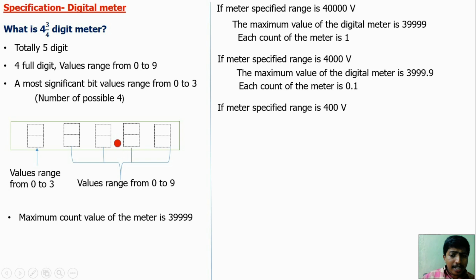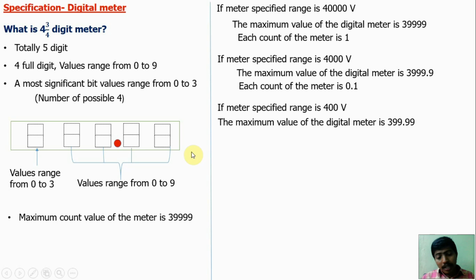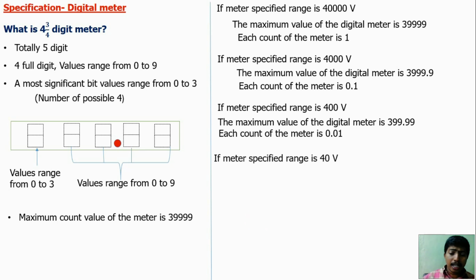Now, what is the maximum of the digital meter? 3, 9, 9.99. What will be each count? Initially 0.00, next 0.01, then 0.02. So each count of the meter is 0.01. Say the meter's specified range is 40 volt, the point will move from here to here.